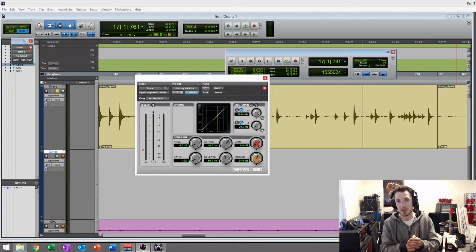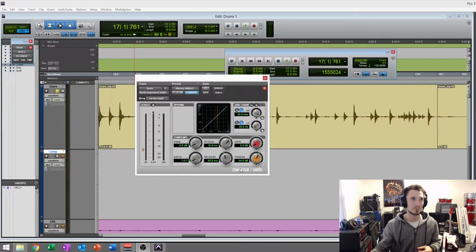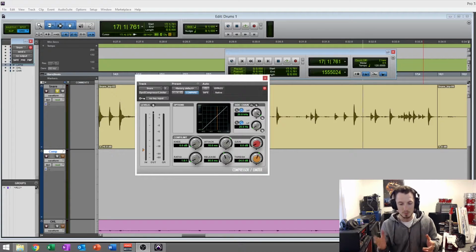There are several different types of compressors, not going to get into that now. The one that we're looking at today is just the stock standard compressor that comes with Pro Tools, the D3 compressor limiter, okay?